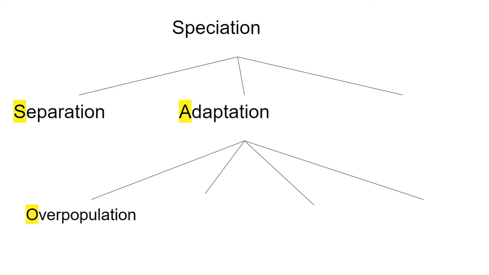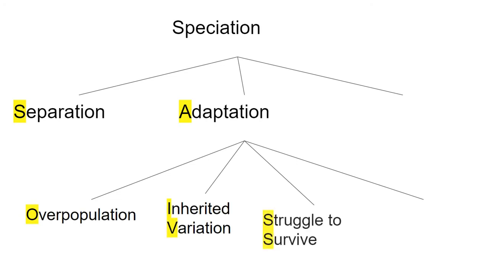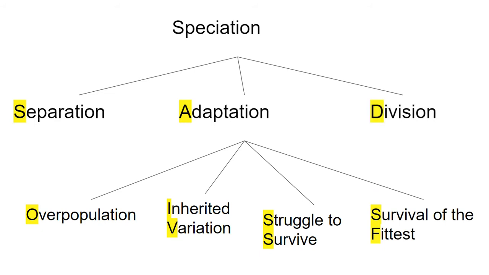What comes first? Separation. Then adaptation. What do we break adaptation down into? Overpopulation, inherited variation, struggle to survive, survival of the fittest. Finally, we get a division when they are no longer able to interbreed.